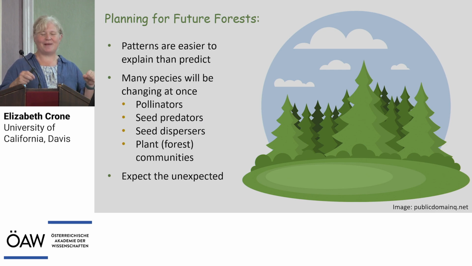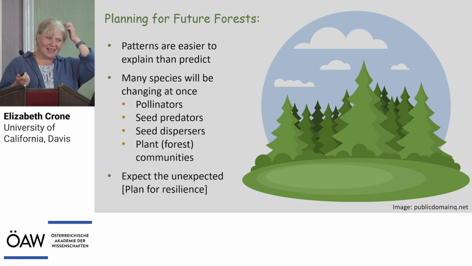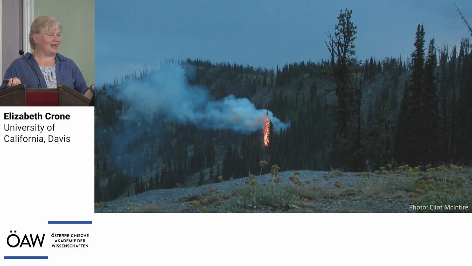Even if we're carefully managing for the dominant species in a forest, the rest of the community is going to be changing in ways that might affect the behavior and fitness consequences of it. And that's scary. I mean, expect the unexpected almost means we can't plan, but I think it means we can plan for resilience. And we can plan for things to be changing in ways we don't expect, and watching for them and responding to them as they occur.